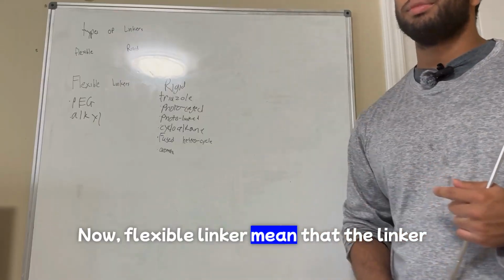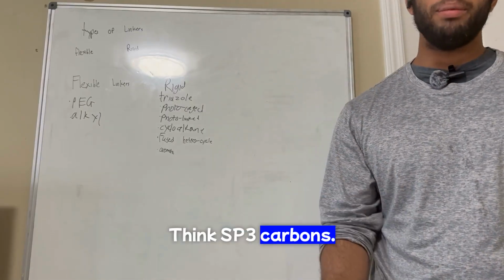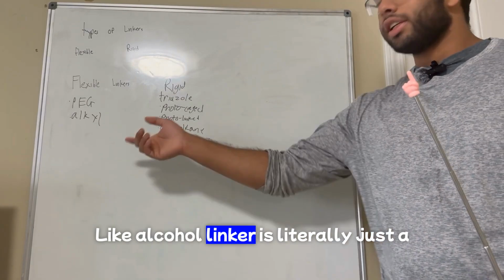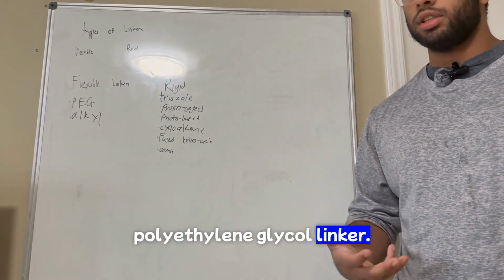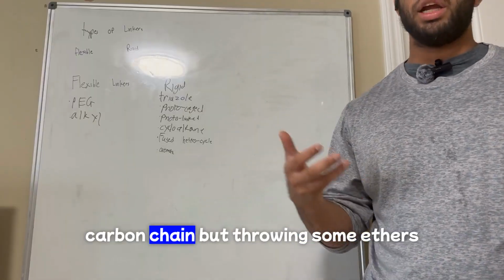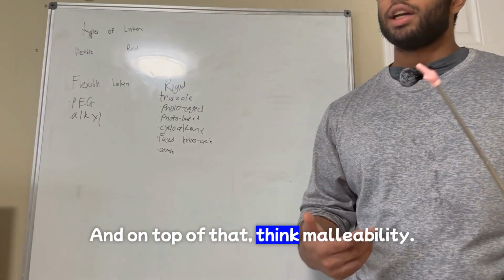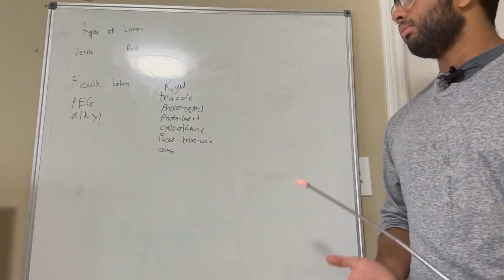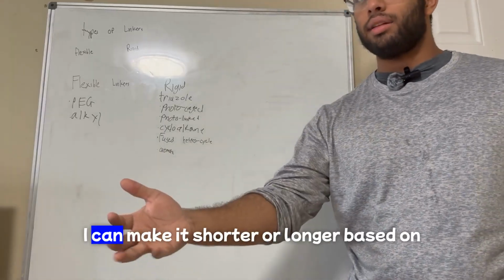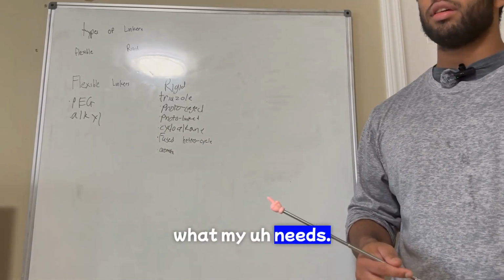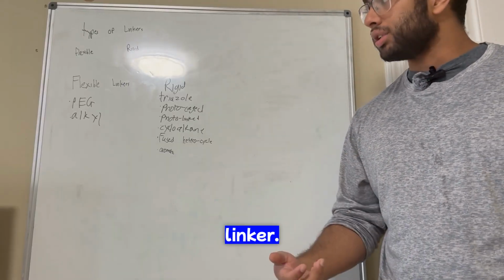Now, flexible linkers mean that the linker can rotate. There's a lot of rotation involved in the linkers. Think sp3 carbons. Think things like that. Like an alkyl linker is literally just a carbon chain. PEG linker is literally polyethylene glycol linkers. So it's pretty much just imagine a straight carbon chain, but throwing some ethers here and there. Think large degrees of rotation, and on top of that, think malleability. That's the key idea for flexible linkers. Think malleability. Think I can extend this. I can make it shorter or longer based on my needs. Think ease of synthesis. They're easy to synthesize. These are what happens with the flexible linkers.